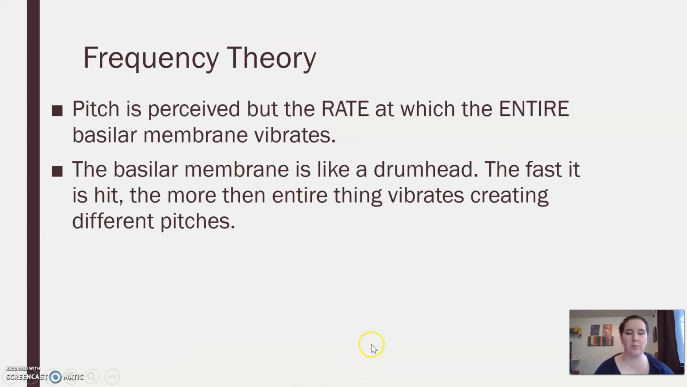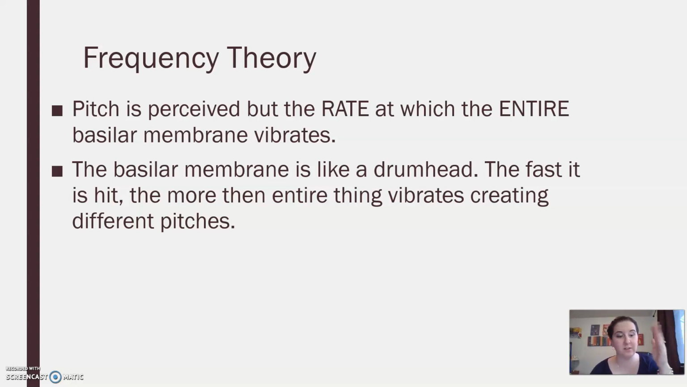Frequency theory, I don't have a pretty picture for because I couldn't find one. It's not about where on the cochlea is being stimulated or where on the basilar membrane. It is about how quickly the hair cells are being stimulated. So think of the basilar membrane like a drum head again. And if I hit it really slow, the hair cells are just going to be like, right, really low notes. Maybe they're really slow. Versus if it's a really high-pitched noise, the wavelengths are faster.